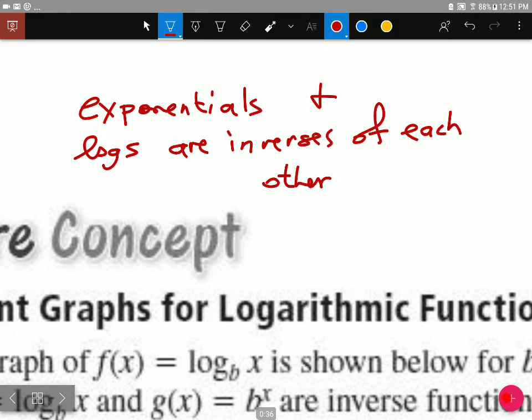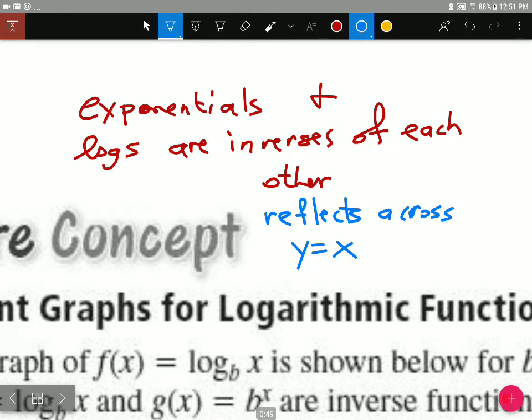Therefore, they are going to reflect across y equals x. Okay? And that's true for all inverses of each other. They're going to reflect across that line. Basically, you're switching y and x. So if it did the x's for an exponential, it does the y's for a logarithm. Or if it did the y's for an exponential, it deals with the x's for a log. They are essentially two sides of the same coin.